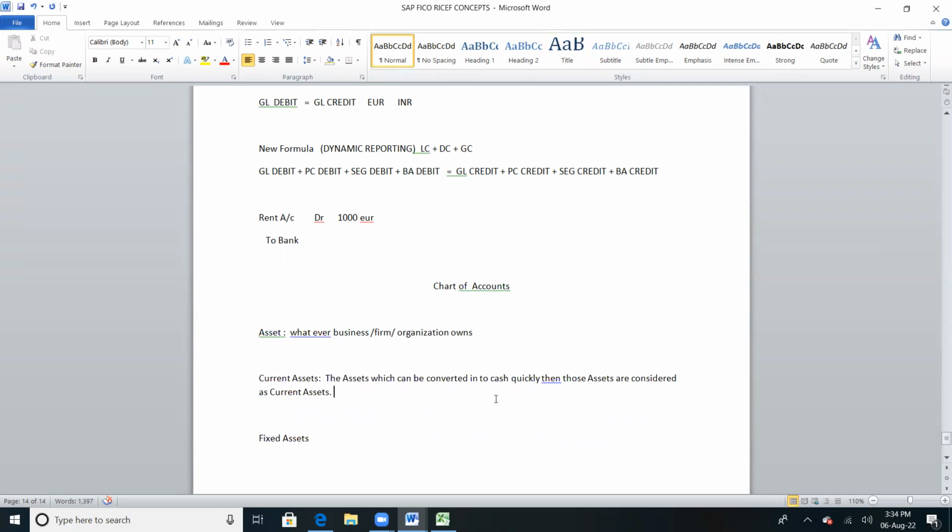But here again, people will ask a question. If you are asked the definition of current assets and you answer that the assets can be converted into cash quickly, then immediately you will get a question: what do you mean by quickly? How much time? Quickly in the sense, nothing but within a year.